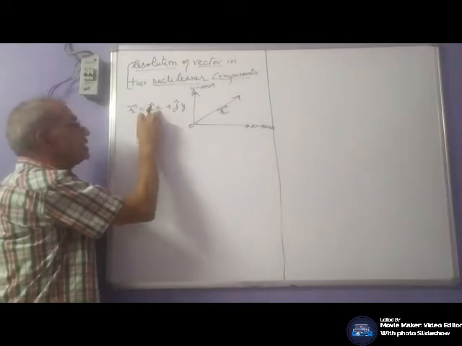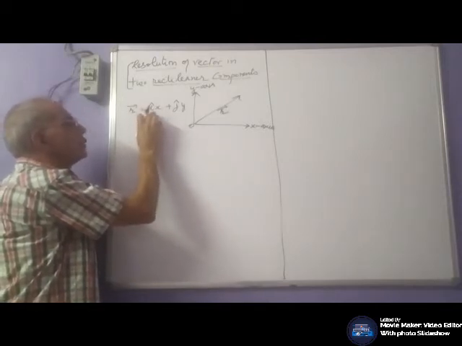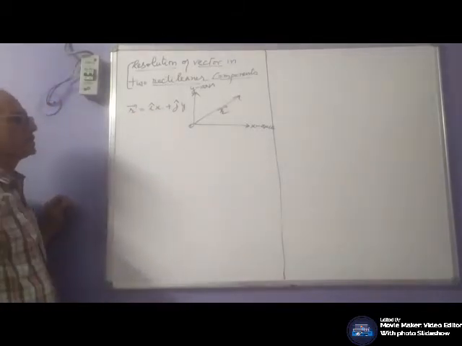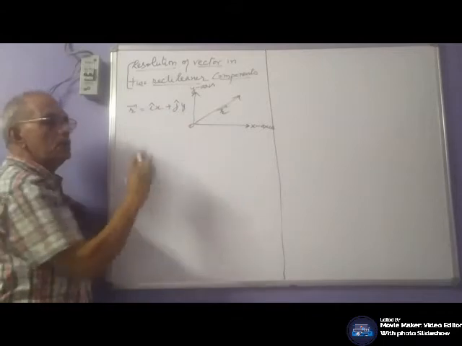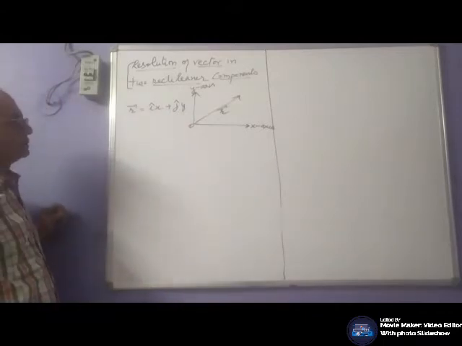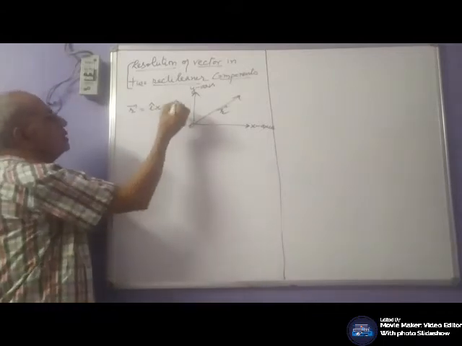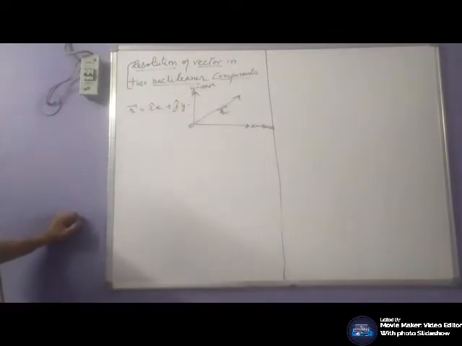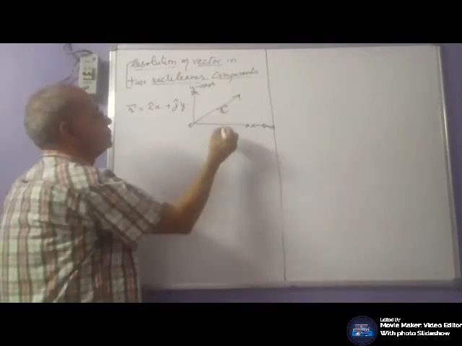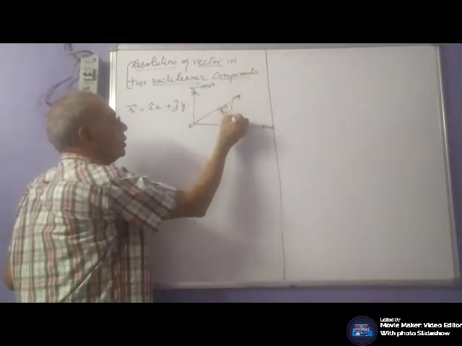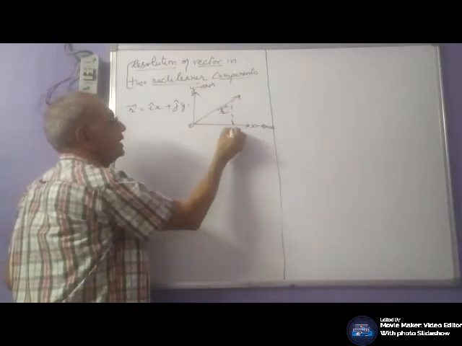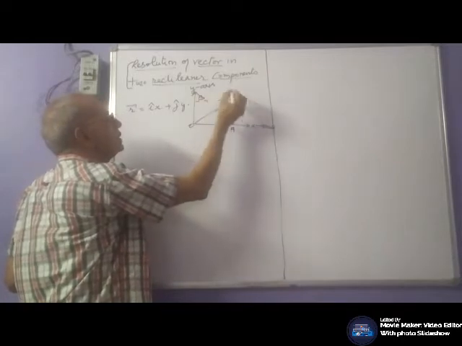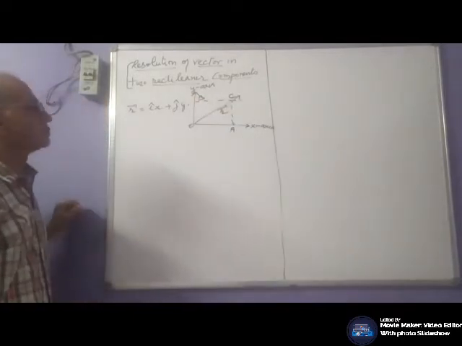Displacement in the x-axis is x. Make the vector, multiply by the unit vector. I is always the unit vector along the x-axis, J along the y-axis. So this is the resolution of a vector into rectilinear components, two perpendicular components. Let this be A, this be B, this is C, this is theta.